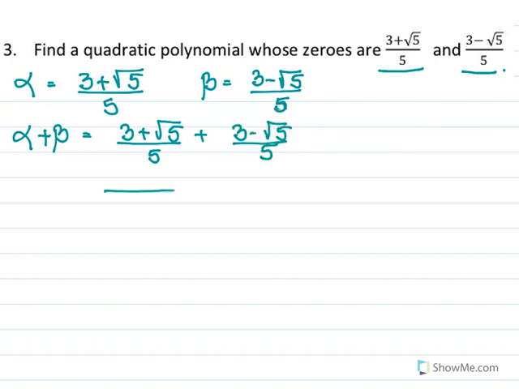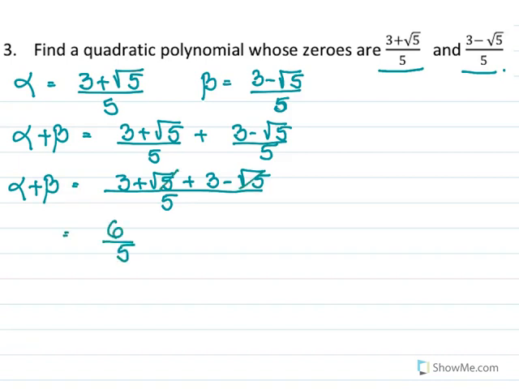So we just do it again, so the LCM is 5. So 3 plus under root 5, 3 minus under root 5, this is alpha plus beta. So we cancel this out, so 3 plus 3 is 6, 6 over 5. This is the sum of the roots. We find the product of the roots. Product of the roots is alpha into beta.